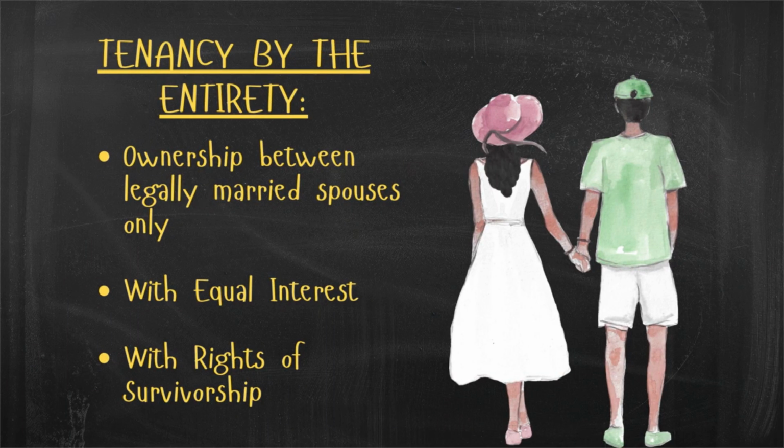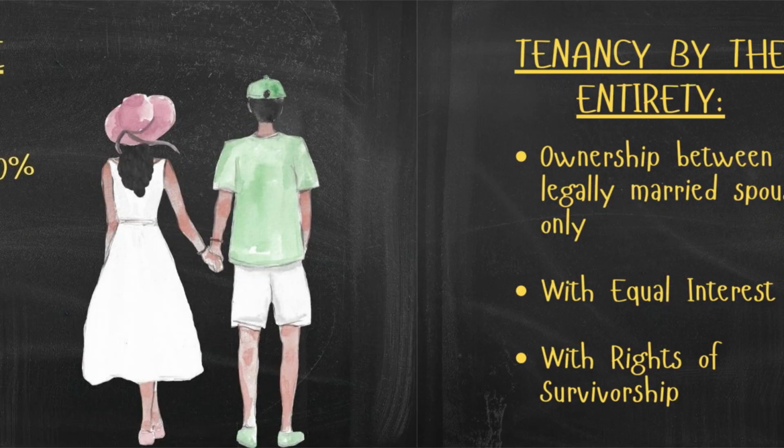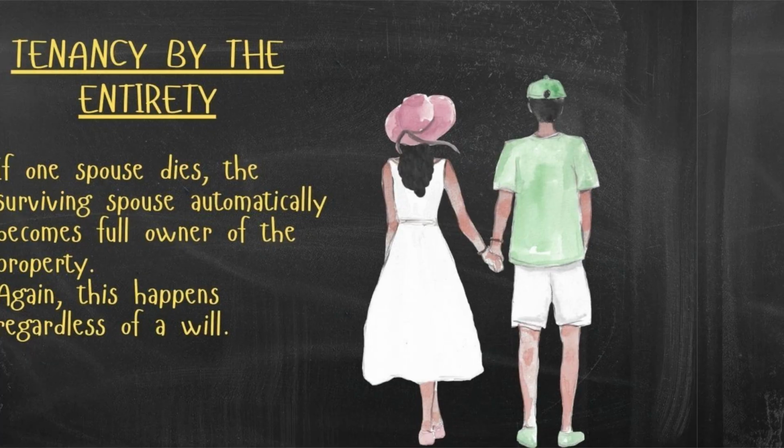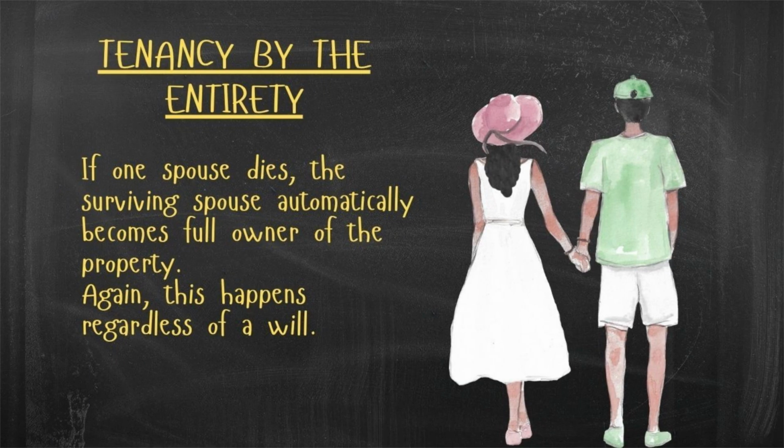Now let's move on to tenancy by the entirety. This one is a very special type of ownership that only applies to married couples. The married couple has equal ownership with rights of survivorship. Equal ownership. Just like joint tenancy, each spouse owns 50%. And there is survivorship rights.